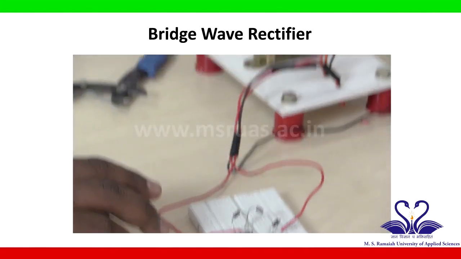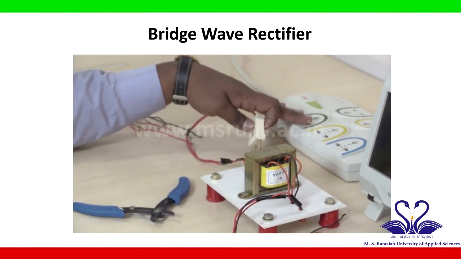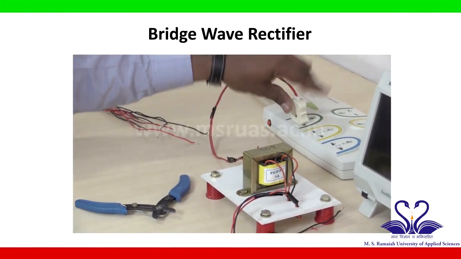Now, the primary of the transformer is connected to the main supply. So, this is the main supply. I am connecting to the main supply.